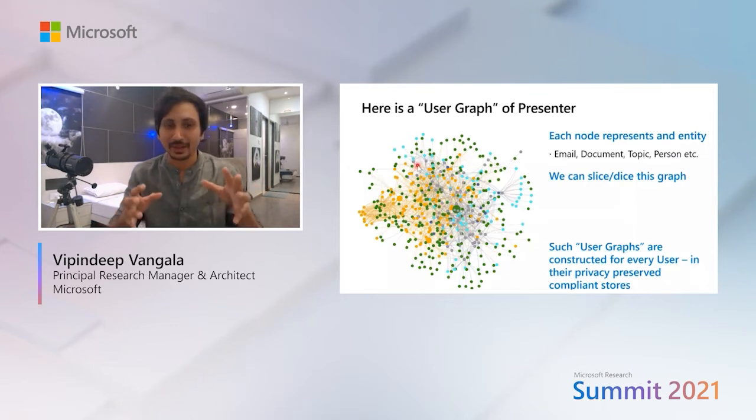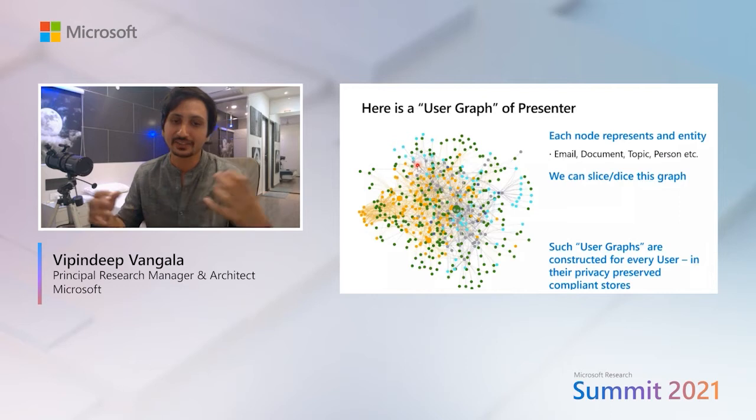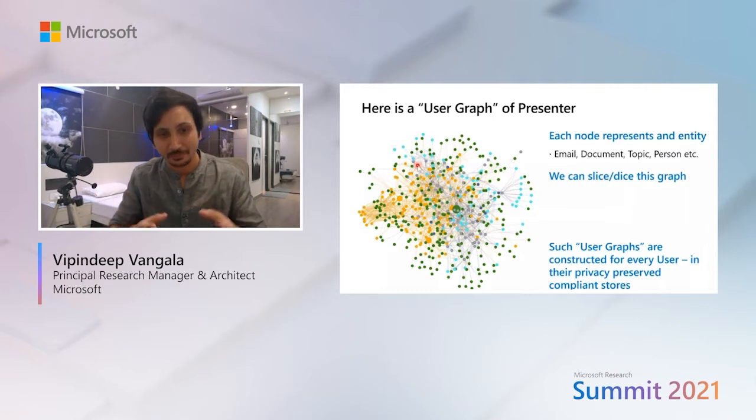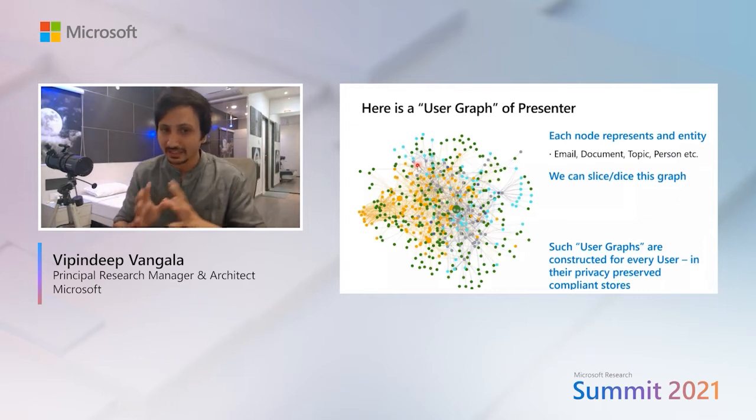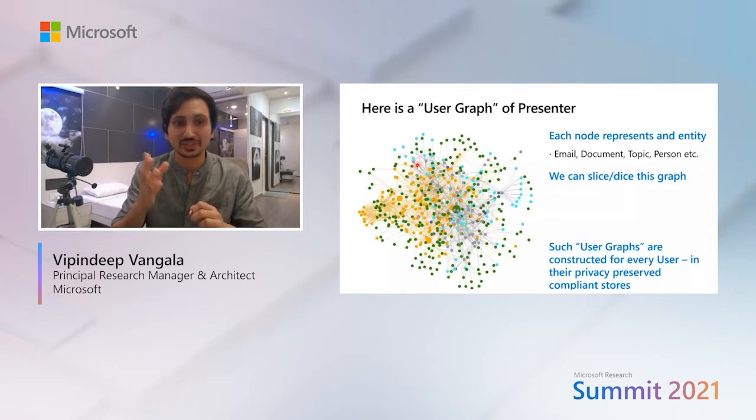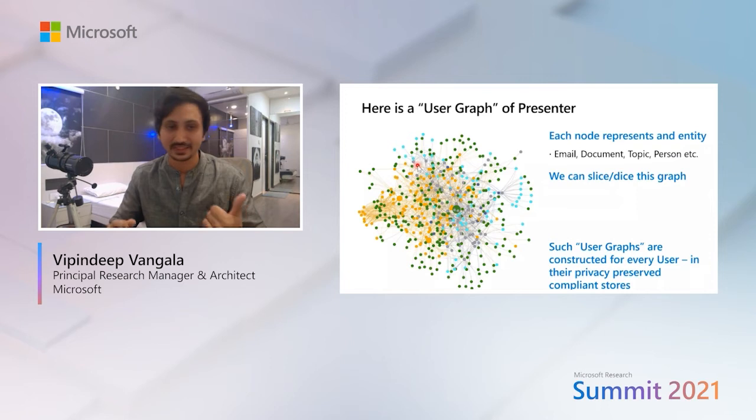If you think about this magical construct of graph, everything is connected with one another. Now the magic happened in the background. We constructed this graph and created all these relationships implicitly. And think about this: we are creating these user-level graphs for every user in the enterprise world, and we are doing it in a privacy-preserved, compliant manner. And the power of this graph comes to life when we slice and dice it for different scenarios.